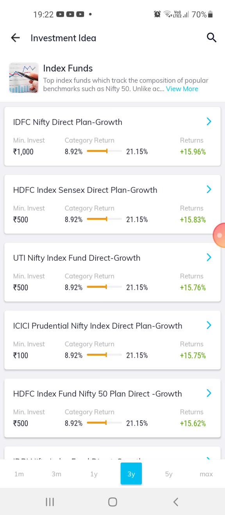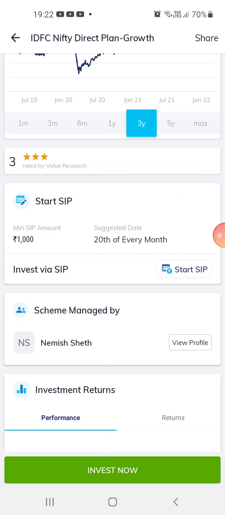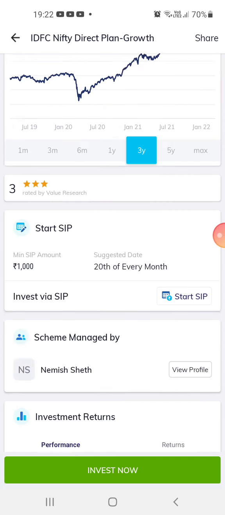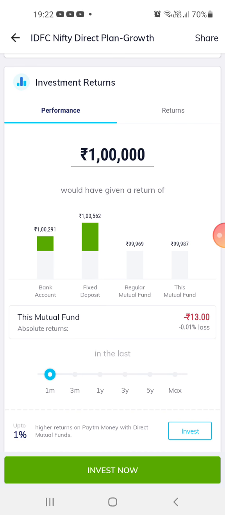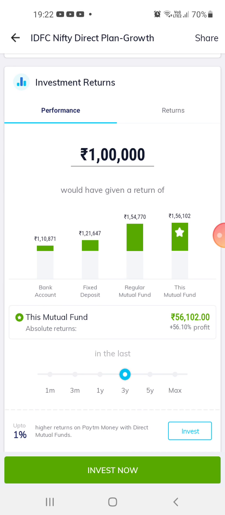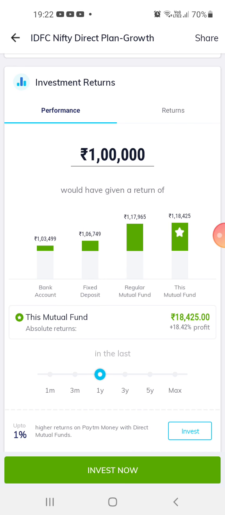Every month you put 1000, and this is how your money grows. I'm sorry, I said every month you get 15%. No, I got mixed up with the option trading. You need to keep it for a minimum of 3 years or 5 years to get a good amount of returns. In 3 months, 1 year, it's given about 18% or something.